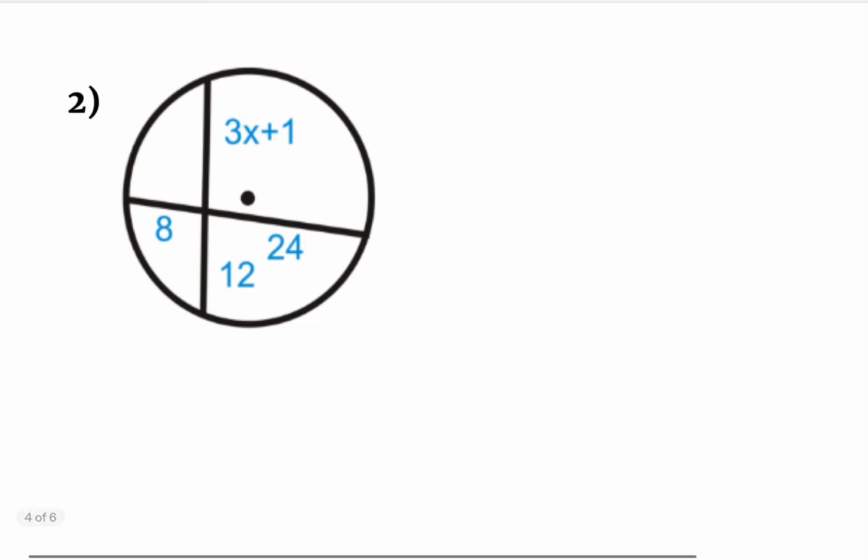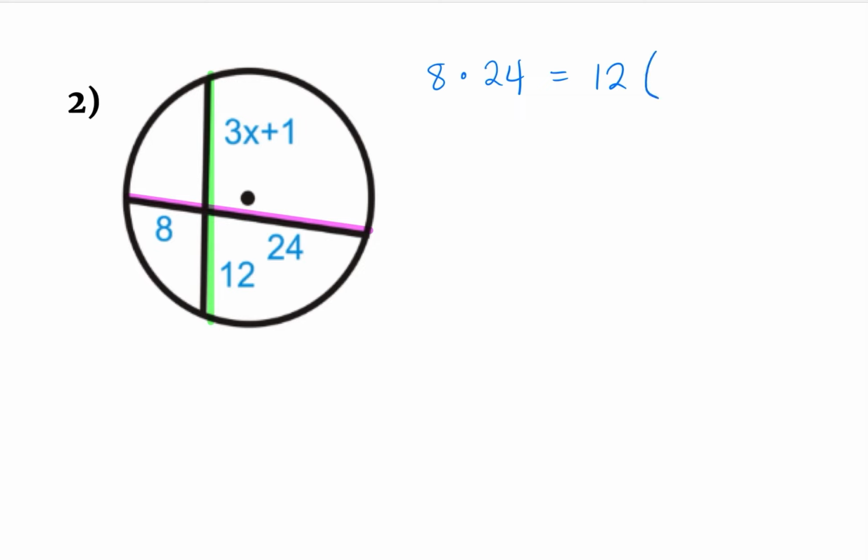All right, let's try this one more time. Let's consider this problem right here. So let me take each chord one at a time. I'm going to consider this chord first. So I would do 8 times 24 equals. Then the other chord, which would be this. And so I will write 12 times 3x plus 1.